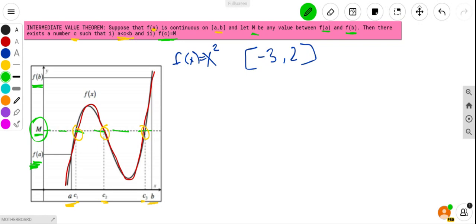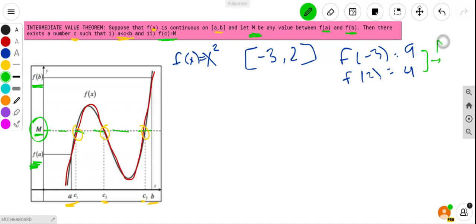Well, okay, so first thing is I have a continuous function between a and b so far. I want m to be a value between f of a and f of b. So I need to figure out what f of -3 is, 9, and what f of 2 is, 4. Okay, so that means that my m value has to be something between these two numbers.